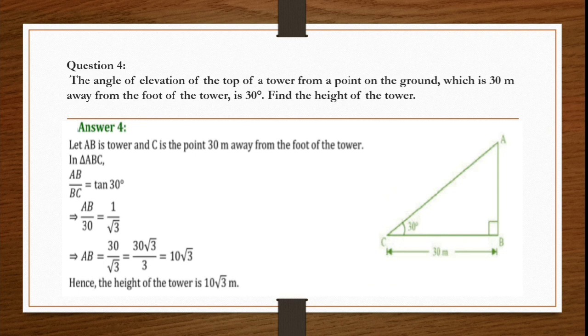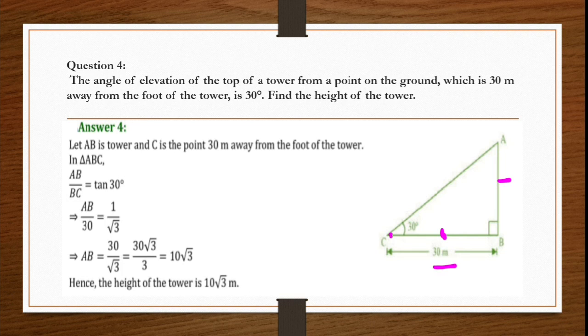Now question number 4. The angle of elevation of the top of the tower from a point on the ground which is 30 meter away from the foot of the tower is 30 degree. Find the height of the tower. Consider this AB is the tower. You have to find the length of AB. Also given that this BC distance is 30 meter. Here is the C.